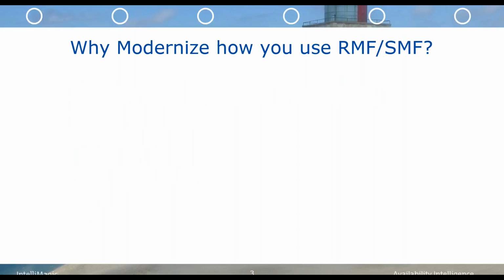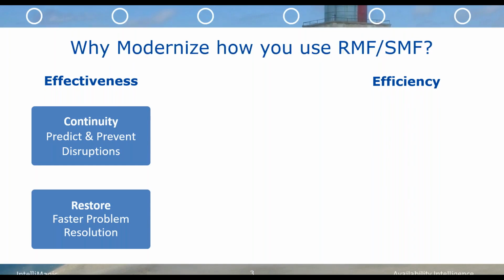Why modernize how you use RMF and SMF? This slide goes through the essence of why we think there needs to be a new approach to understanding the storage infrastructure out of the rich source of RMF and SMF data that's provided. Essentially it's about the effectiveness and efficiency of, first of all, delivering the service levels for the applications that are dependent upon the storage infrastructure. So continuous availability, to be able to predict and prevent disruptions that can be caused by slowdowns in the storage infrastructure for a variety of reasons.